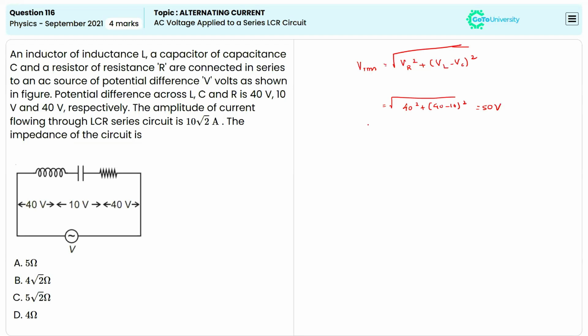So here the question is about the impedance, which is nothing but VRMS divided by IRMS, right? So here we calculated 50 and the value of IRMS is given as 10 ampere. When we solve, we will get the value of 5 ohm. Yes, so the correct answer here is option A.